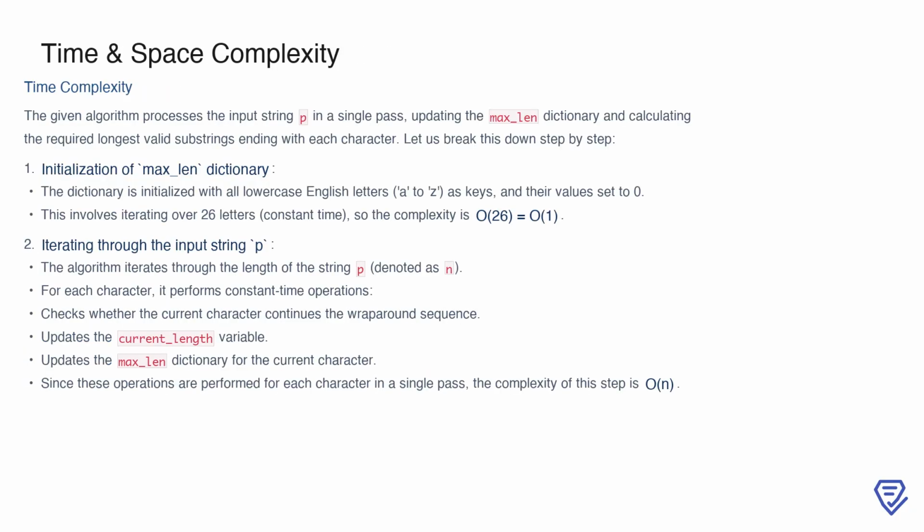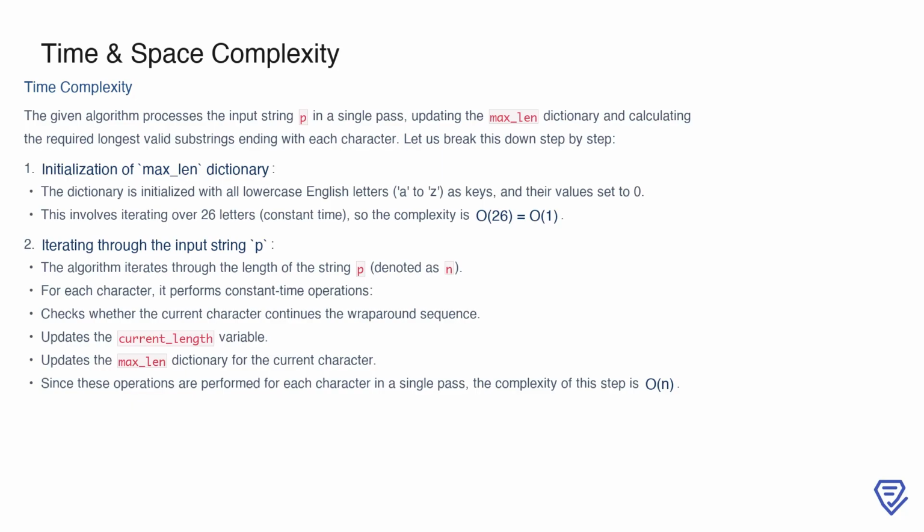In this algorithm, we process the input string p in a single pass. To start, we initialize the max_len dictionary with all lowercase English letters from a to z as keys, and their values set to 0. This initialization step involves iterating over 26 letters, which takes constant time and contributes a complexity of 26, which simplifies to 1.